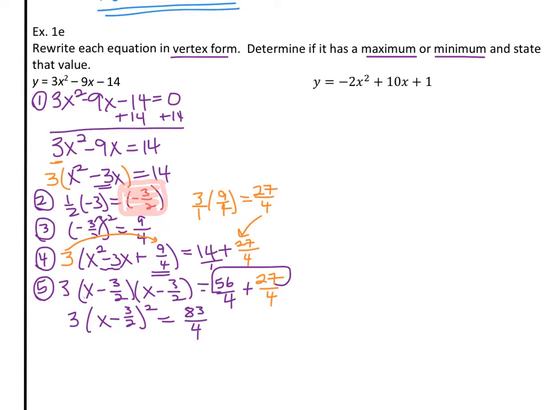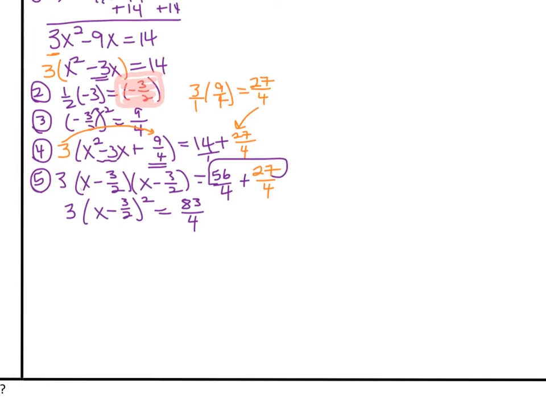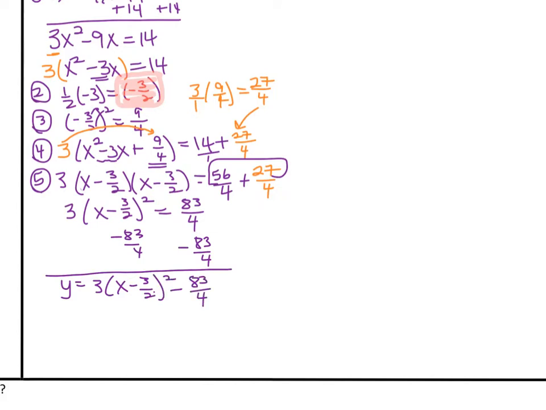Now this isn't totally vertex form, but we're getting there. We're super close. All we need to do now is move that 83/4 to the other side. And we would get in equation form y equals 3 times x minus 3 halves squared. Oh, that's 3 halves. Let's make sure that looks better. Sorry about that. Here we go. That's a little better. And then minus 83/4. There's our equation in vertex form.